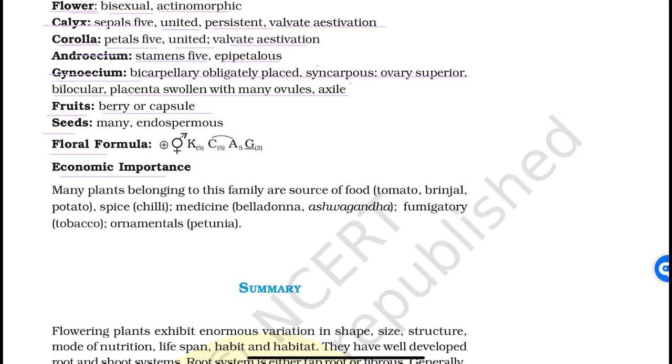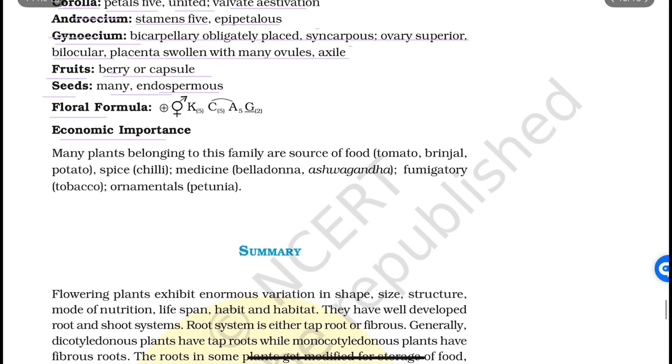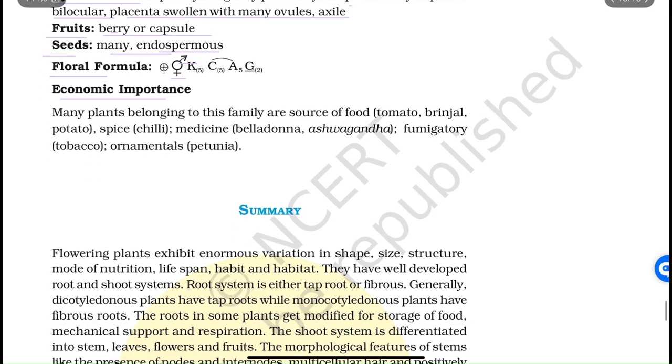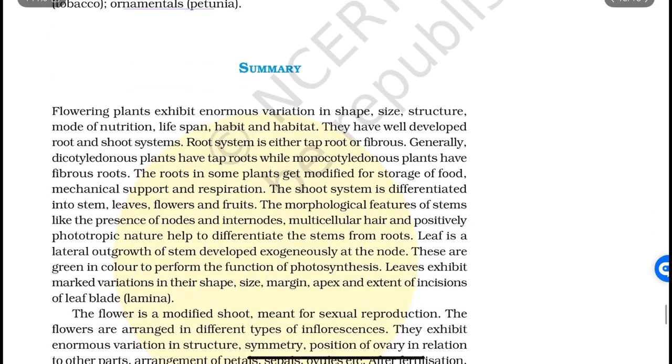Fruits are berry or capsule. Seeds many, endospermous. The floral formula is this, male, and this is given. Economic importance: many plants belonging to this family are sources of food, vegetables like brinjal, spice, medicine, fumigatory and ornamentals.